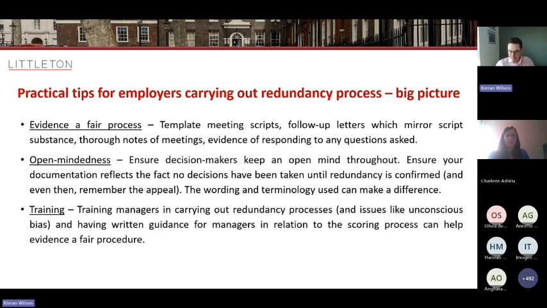I know that a lot of the solicitors we have on this call will have spent endless hours dealing with various aspects of redundancy consultation processes. So by all means, feel free to weigh in and let us know what you think. But that is everything from me from a substantive perspective.